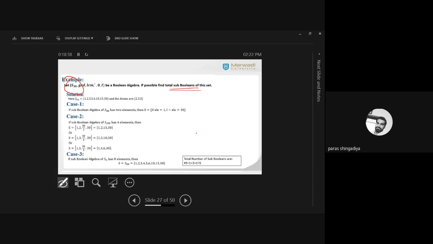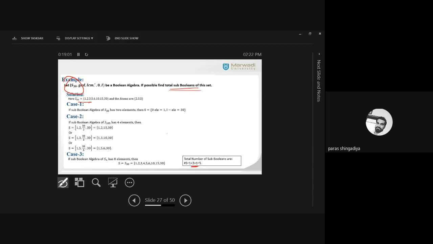Total number of sub-Boolean algebras means here we can get only one answer in case 1. In case 2, we can predict 3 different answers. Okay, in the last case, we can predict only one answer. So 1 plus 3 plus 1 is equal to 5. Here the same data is given, we just change the set only.